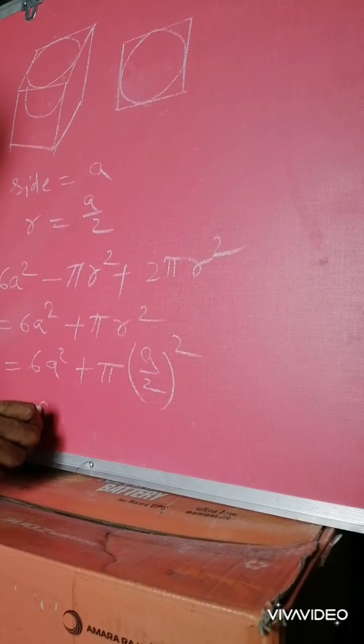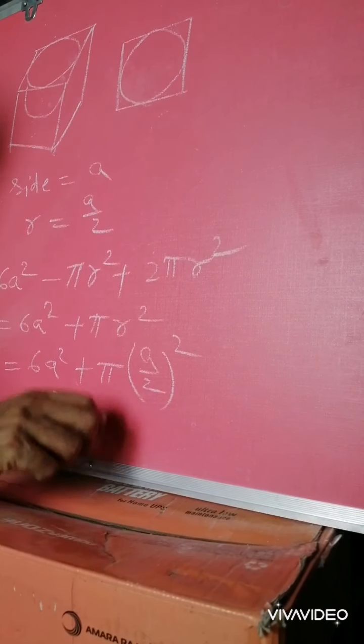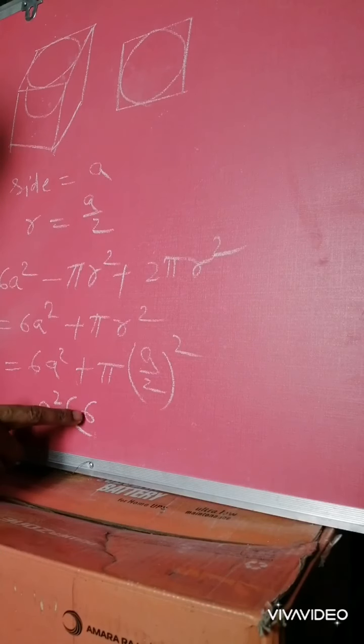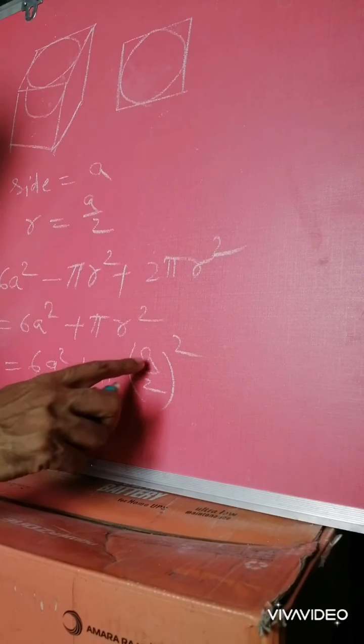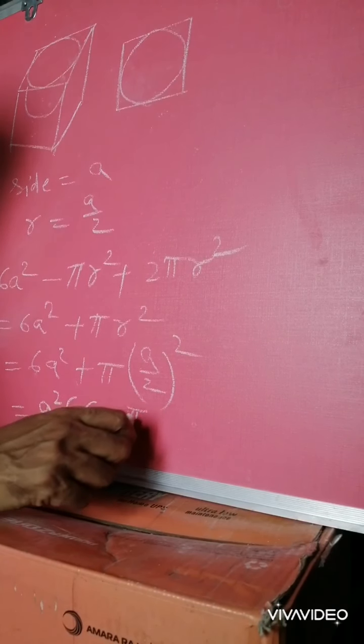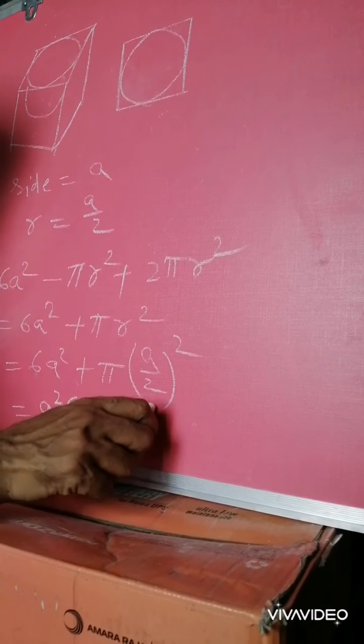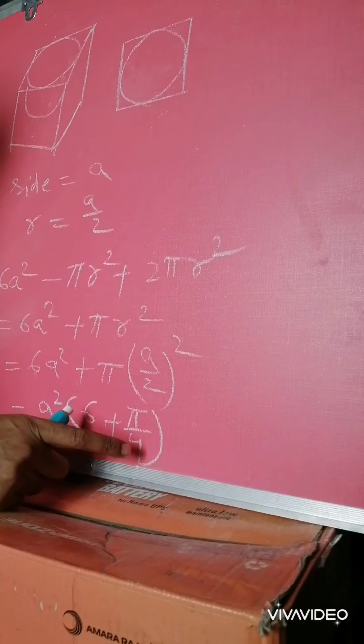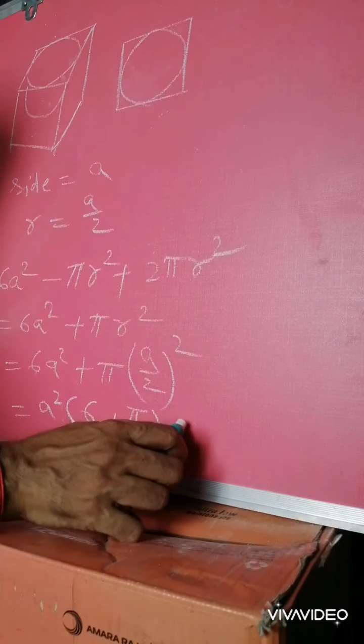Take a square common here. When you take a square common from the first term, 6 plus pi by 4 is left, times a square. That is the answer, that means the total surface area of the remaining block.